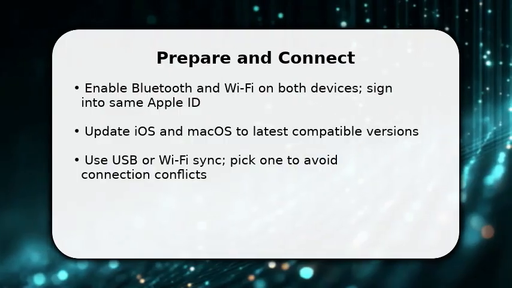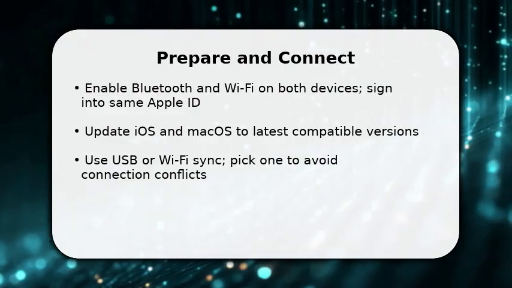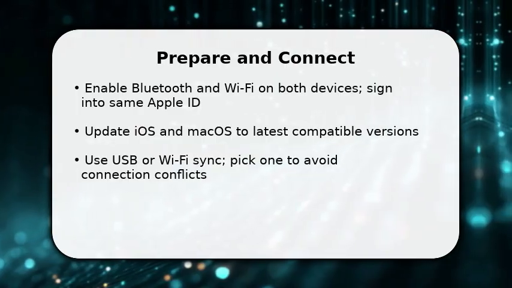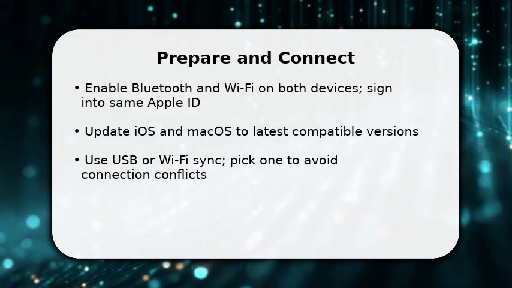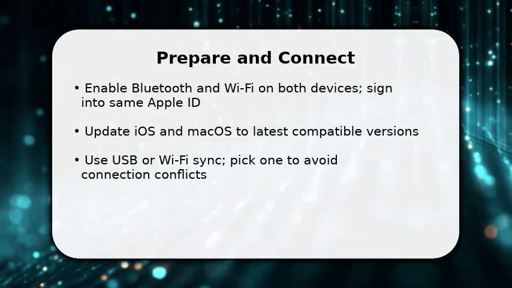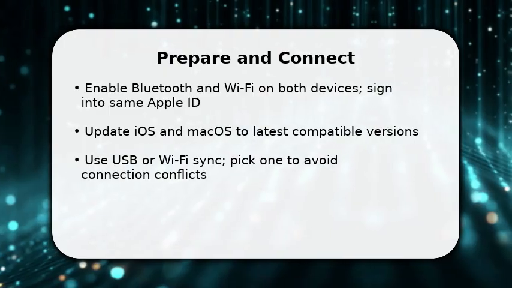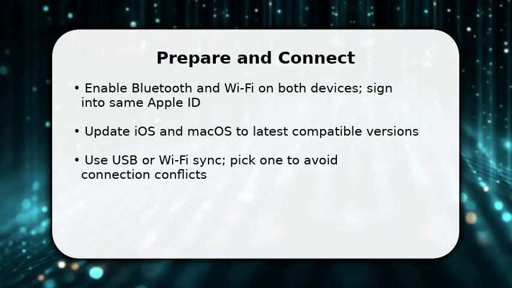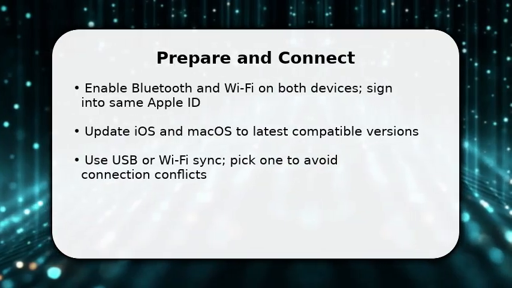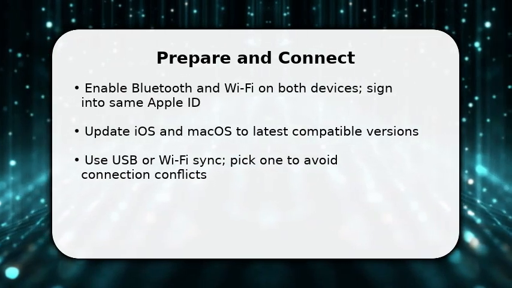You start by confirming prerequisites: Bluetooth, Wi-Fi, and the same Apple ID on both devices. Once done, update iOS and Mac OS so protocols match. That prevents handshake errors. Make a choice: connect via USB for reliability or enable Wi-Fi sync for convenience. Plug the cable or place devices on the same network, then unlock your iPhone and trust the Mac if prompted. This first step establishes a secure channel, so transfers won't fail mid-process.